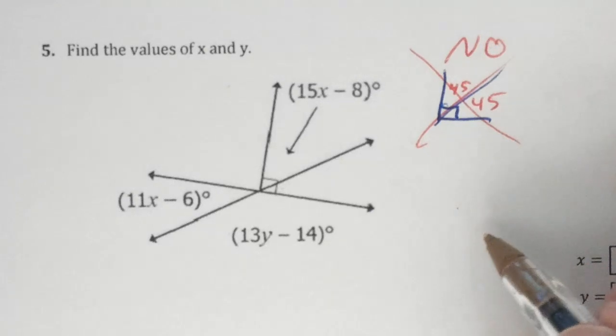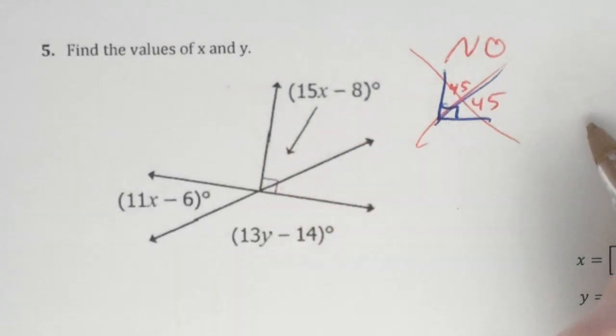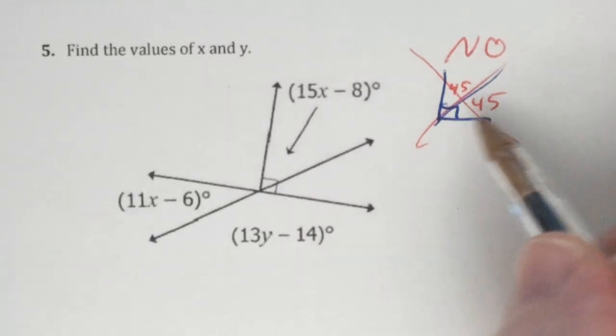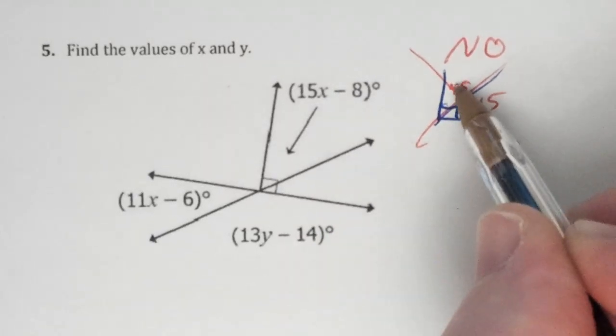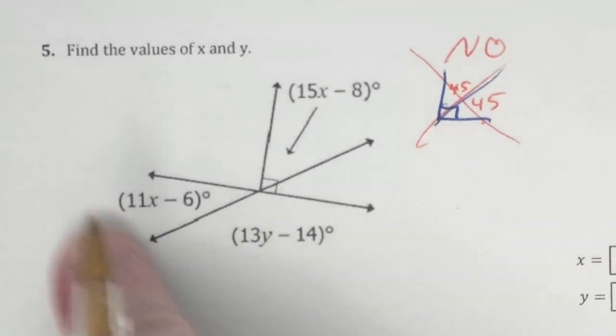No. You cannot assume that these two are equal. There's no proof of that. There's no proof. It might be, but there's no proof that this angle and this angle are equal, so do not assume that. So now, how are we going to find this?